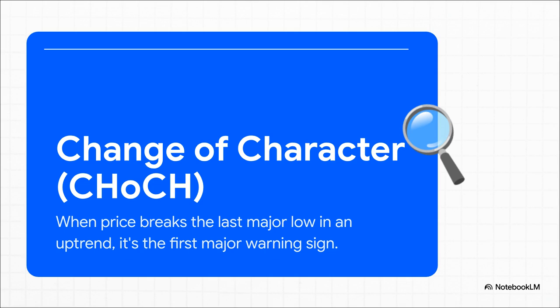Think about that uptrend rhythm we just talked about. Higher highs and higher lows. Well, if the price suddenly drops and breaks below the last major low that created that highest high, the whole character of the trend has changed.